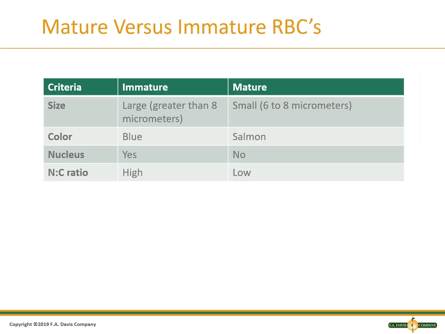Here's a consolidated chart that shows the criteria of a mature cell versus an immature cell in regard to the red blood cells. So typically an immature cell is going to be larger, greater than 8 micrometers. As we just discussed, a normal red blood cell is going to be 6 to 8 micrometers. The color of the nucleus for an immature red blood cell is going to be more in the blue hues, whereas a mature red blood cell is going to have the salmon or pink colors. You're going to have a nucleus with the immature stages, but the mature stage has lost its nucleus completely. The nucleus to cytoplasm ratio is going to be much higher in an immature cell and very low when it comes to a mature cell.